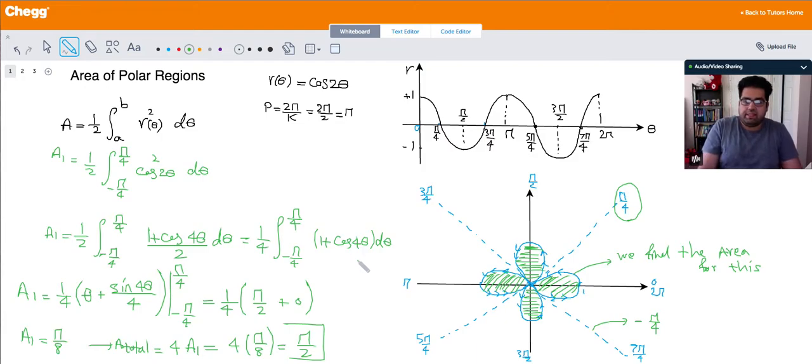Okay, so that's basically it. You can do more problems on your own and practice this. They all have the same concept. I really recommend that you graph it first and then visualize it and then use the formula to get the area.